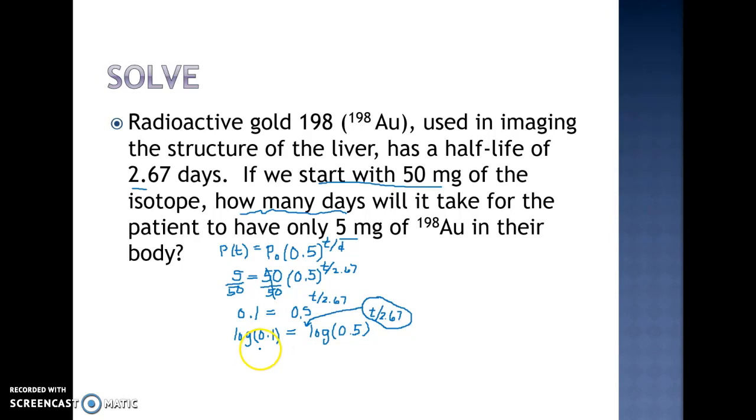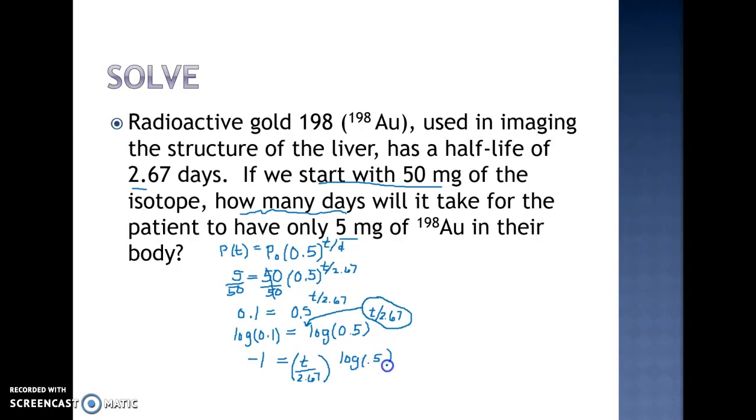I'm going to put this on my calculator so that I have a number to deal with rather than keep writing that. I type log of 0.1 and I get a value of negative 1. That actually makes sense because 0.1 is 1/10, so that would be 10 to the negative 1 power, and we know that logarithms give us the exponents for base 10. On this side of my equation, I have changed this into a multiplication problem, so t over 2.67 is now multiplied by log of 0.5.